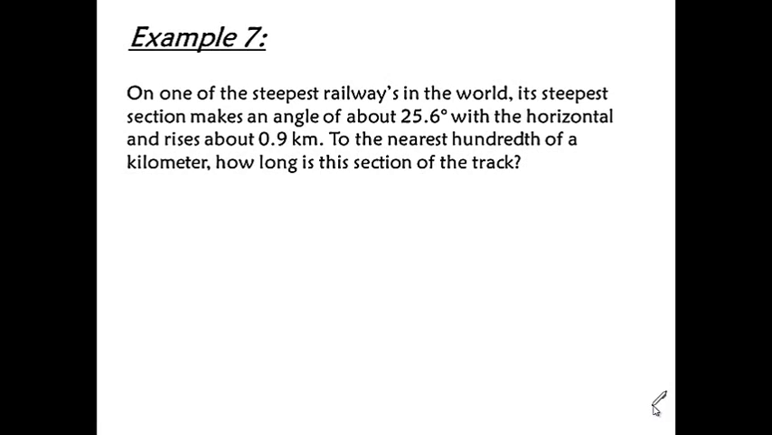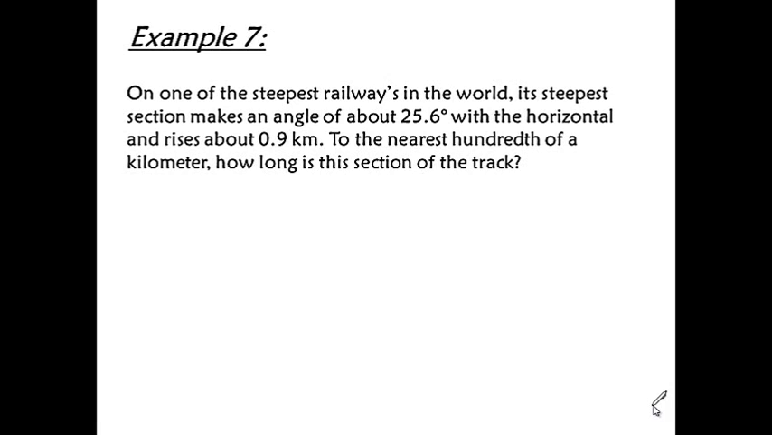Okay, for the last example in this lesson, we're going to do a little word problem. It says, on one of the steepest railways in the world, its steepest section makes an angle of about 25.6 degrees with the horizontal and rises about 0.9 kilometers to the nearest hundredth of a kilometer. How long is this section of the track?